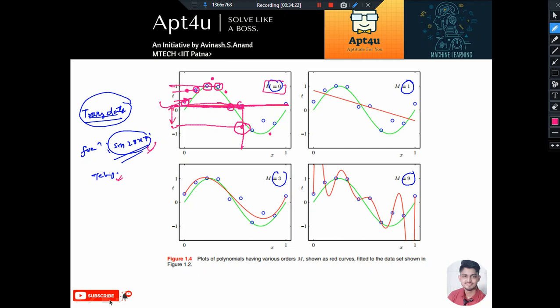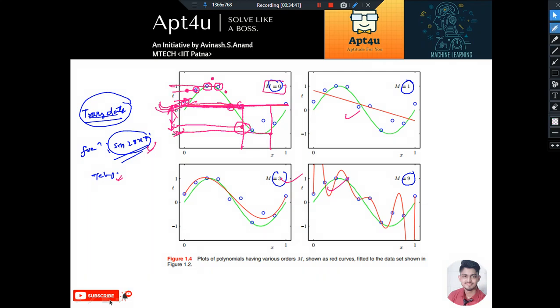For this testing data point, it is meeting the curve at this point, but it is actually present at this point. So this is the testing error. So add them, square them as we discussed in the error function. That will give you the testing error. So you will perform the same for all the different values of m.